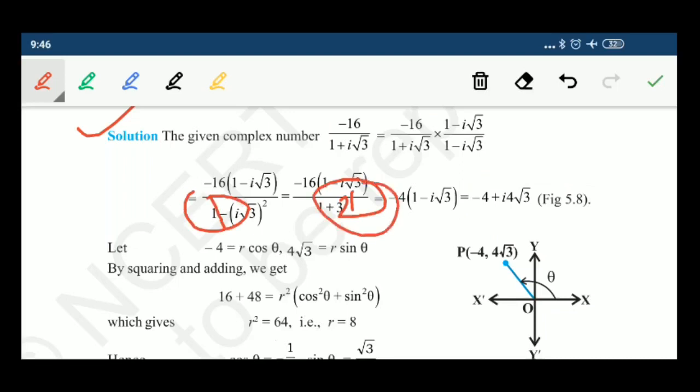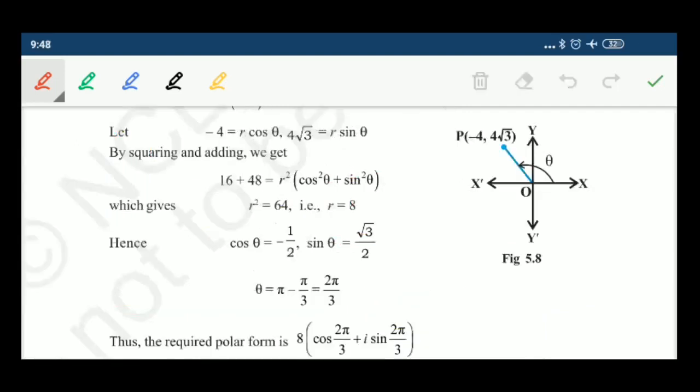And what you will do? You will square both 1 and 2 and then add. After adding, you will get 16 plus 48 is equal to r square into cos square theta plus sin square theta. And from here you will get the value of r, which is equal to 8. After getting the value of r, you will substitute this value in equation number 1 and equation number 2.